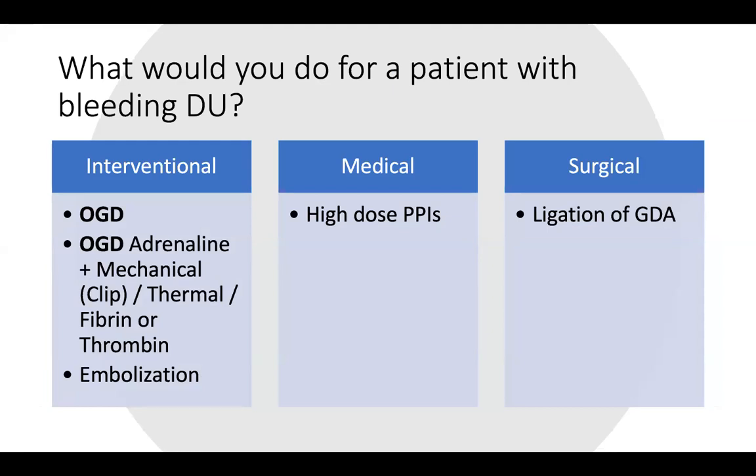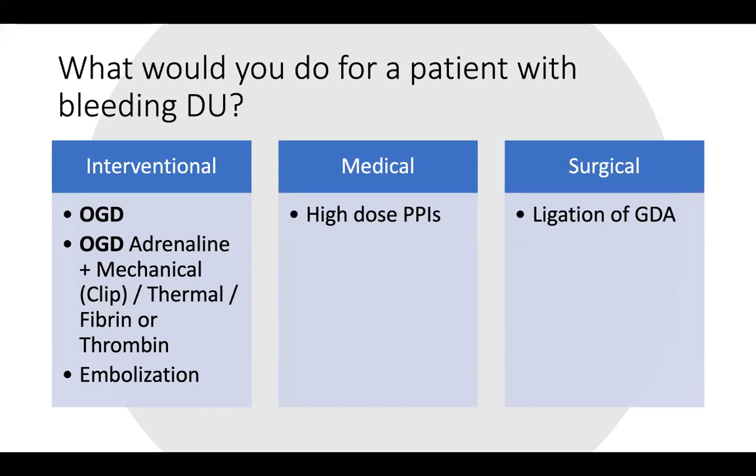It's normally called dual therapy, okay? You do two things. You inject adrenaline and you use something mechanical or thermal, okay? And some people put hemospray like fibrin or thrombin on the bleeding vessel or bleeding ulcer, okay? So the word dual therapy is a key word. If you said dual therapy, you are throwing a question to your examiner to ask you, so what is dual therapy? You'd say adrenaline plus mechanical or thermal intervention, okay?